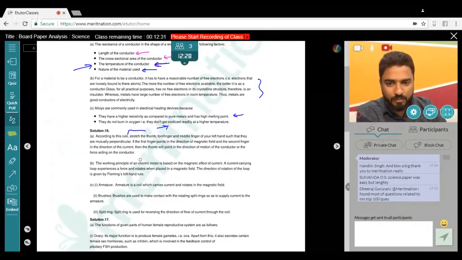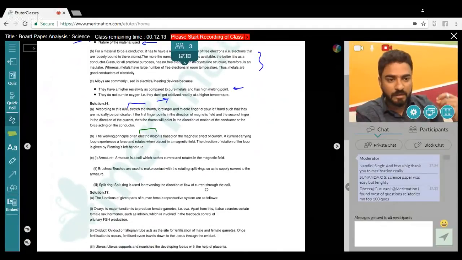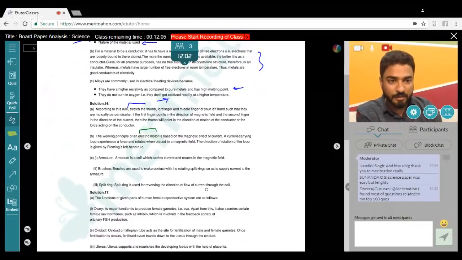Working principle of an electric motor. I had already mentioned that for AC generator and electric motor, you have to study its functioning with the diagram. So if you have also mentioned the diagram for this 16th question, you would have got the full marks in this particular question. I had also emphasized that the functioning of each and every part of an electric motor was also to be studied. So you can clearly see that armature, brushes, and split ring, these 3 things have been directly asked over here for the different parts of the electric motor and its functioning.